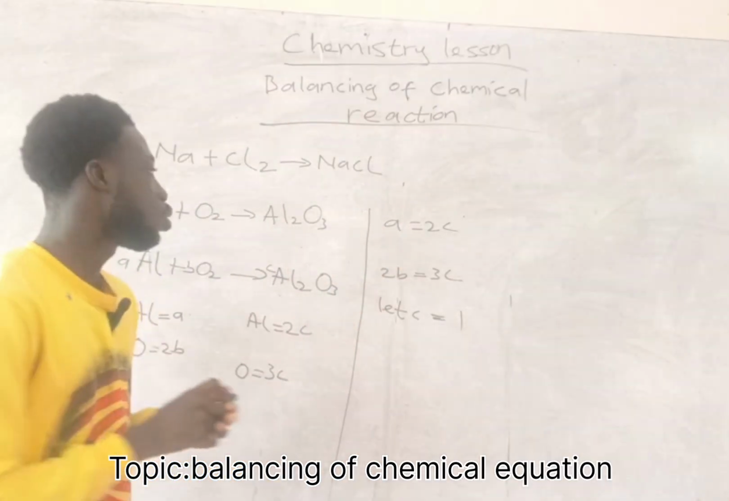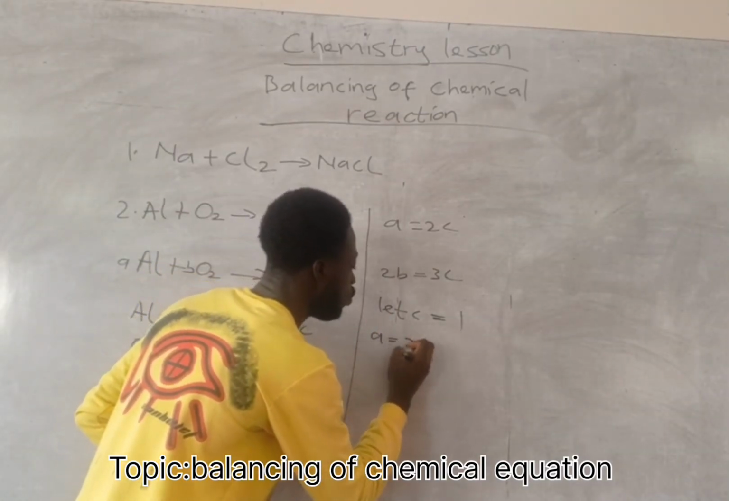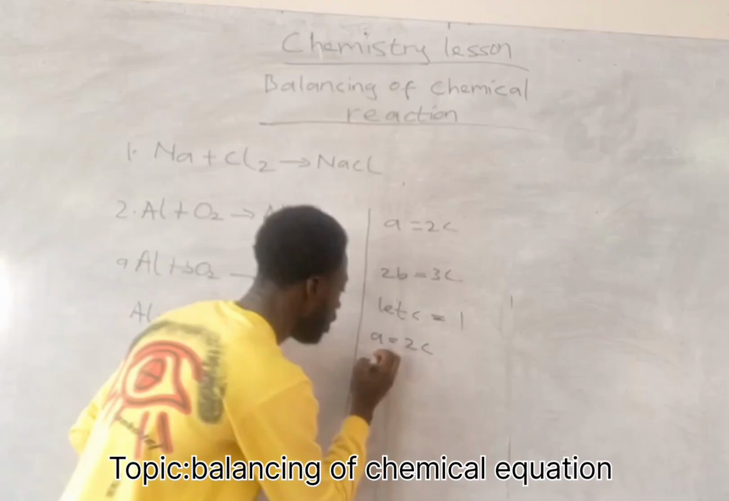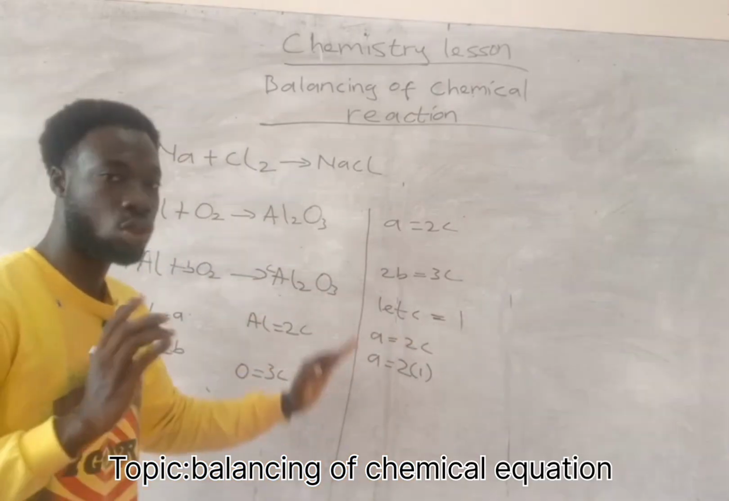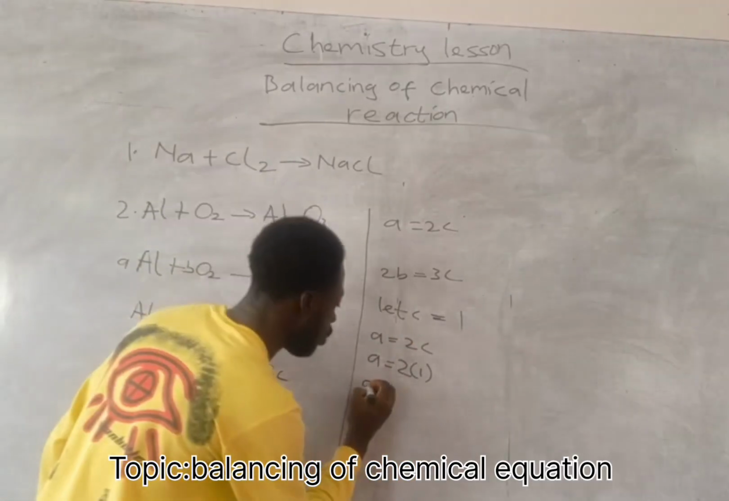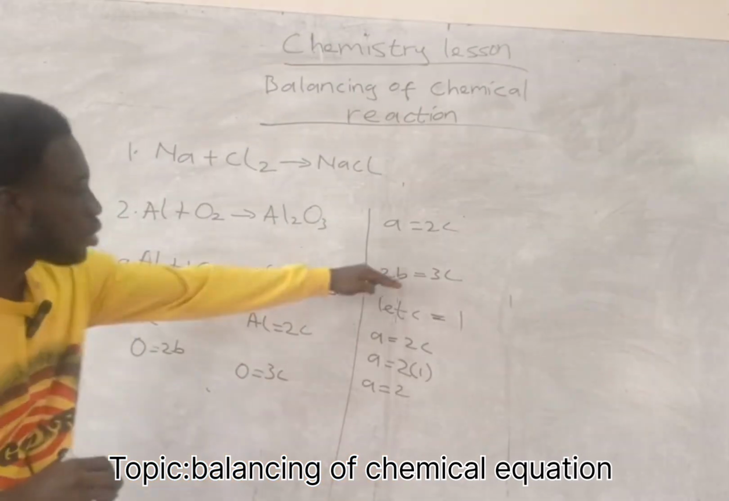Is that clear? So let's take the first equation. A is equal to 2C. Is that clear? So A is equal to 2 times 1 because our C is 1. So A is equal to what? 2. Is that clear?